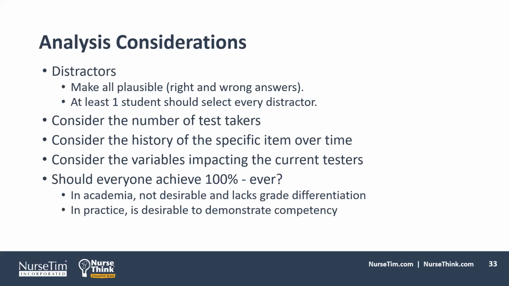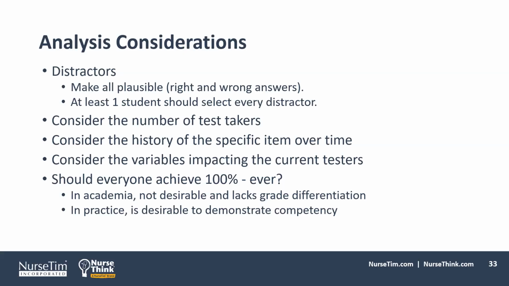Consider the variables impacting the current testers. And should anyone ever choose 100% ever? Well, if your class gets 100% on a test item, that means that it's either too easy or it's been compromised. Now, we're going to talk in a second about mastery level items, which are different. But if you've got items that have 100%, everybody's getting them right. Students love these questions, don't they? But it is not desirable in academia because it lacks grade differentiation. Now, in practice, do we want 100%? Yes, because it demonstrates competency. But on a teacher-made exam, 100% should not ever happen.